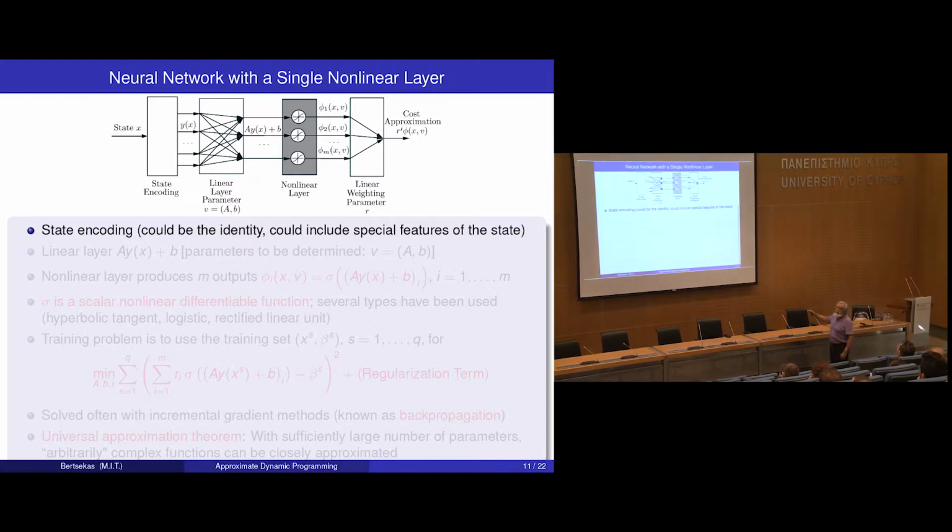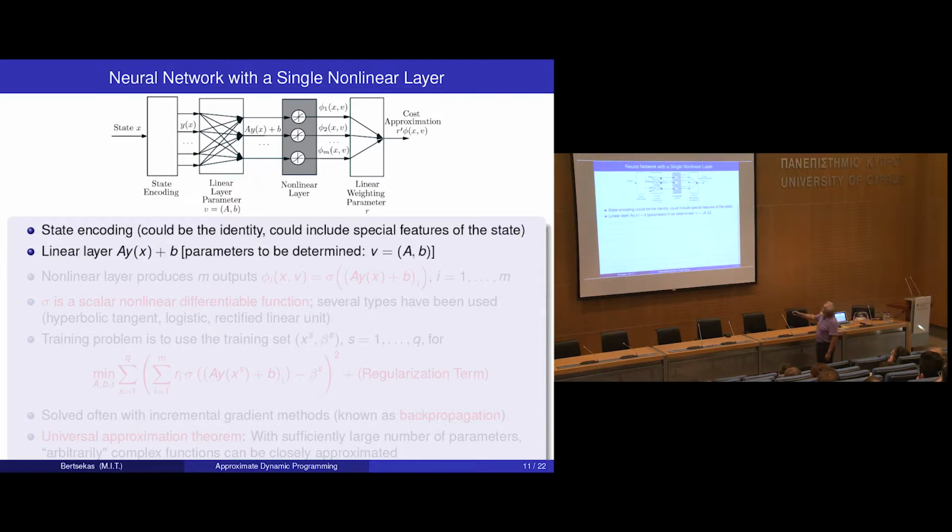nonlinear layer consisting of one-to-one nonlinearities, scalar nonlinearities that, okay, I denote like this. They don't have to have exactly this form. Each scalar output from the linear layer comes in as input in one of these nonlinearities, and out come these features, but they involve these weights V. They depend on the weights, which are the components of the linear layer. Now, these nonlinear features, I call them features, are weighted with parameters that are the components of this vector R, and out comes the cost approximator.